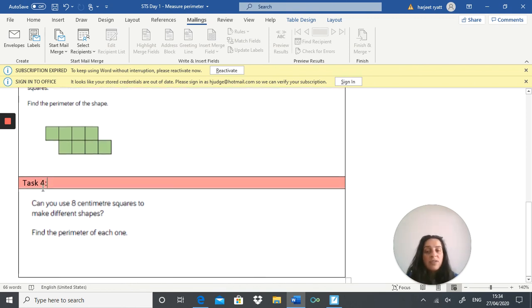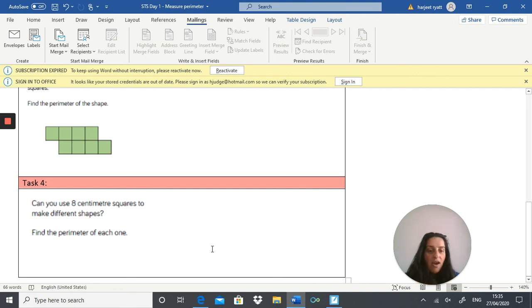And finally, task 4 is asking you a reasoning question. Can you use 8 centimeter squares to make different shapes? So can you use these 8 squares to make different shapes? What I would suggest you do is you draw it and then find the perimeter of each one. There might be quite a few shapes you can make from these 8 centimeter squares. Just draw as many as you can.